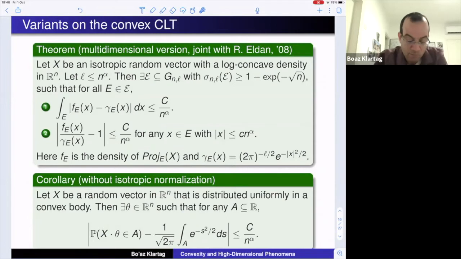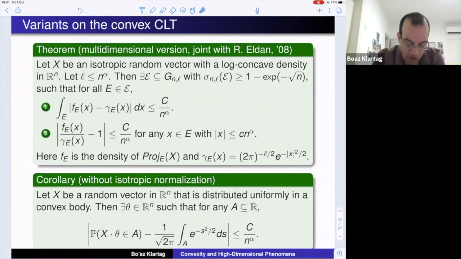And for any such good subspace E, we may assert two things. First of all, the L1 distance, the total variation distance, between the projection of X onto E and the standard Gaussian distribution in E is very small. It decays like C over n to the alpha, some universal constant alpha. So we are close to the Gaussian in the total variation sense. And moreover, in large parts of E, we can even bound the ratio of the density of the projection of X onto E and the standard Gaussian density. This is very close to 1 in a large part of the subspace E. Okay, so in various senses, you are close to Gaussian, up to a dimension which is some small power of n.